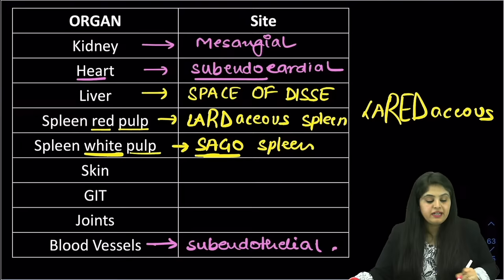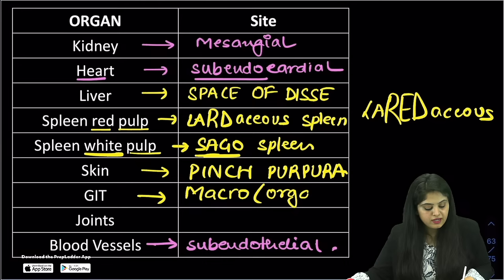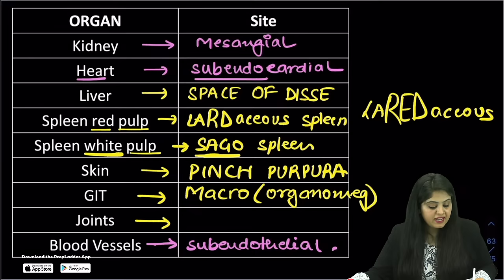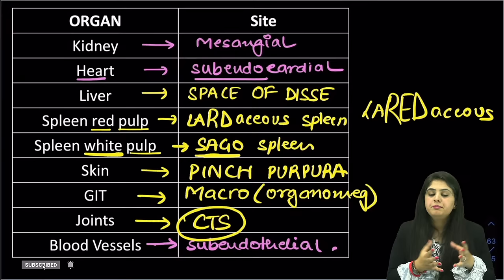On the skin you pinch and there is going to be purpura. You pinch the patient and bleeding starts, redness occurs. So pinch purpura. In the GIT, every organ becomes macro. Organomegaly is going to occur. All organs become big. And in joints, all the joints can be affected, but carpal tunnel syndrome history is their favorite. So carpal tunnel syndrome means indirectly they are going to tell you something about the median nerve. Around the median nerve some amyloid will go, and that is how it's going to get deposited.